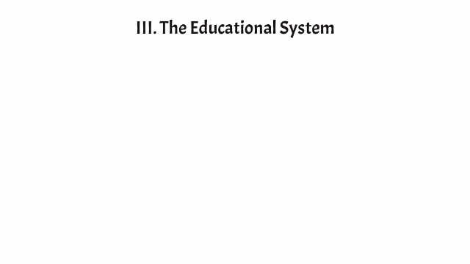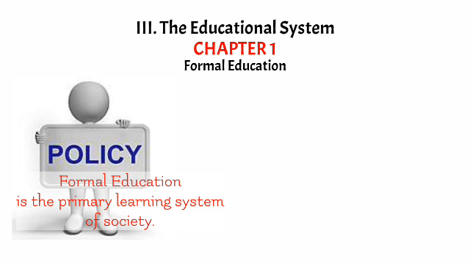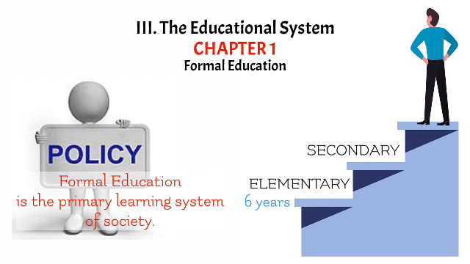Numerical number 3, the educational system. In Chapter 1, we will discuss the formal education. The policy: formal education is the primary learning system of society. So, let's talk about the formal education. Formal education is chronological, graded learning. The first stage is the elementary, which completes 6 years. The second stage is the secondary, that completes 4 years. And tertiary, that completes a degree.